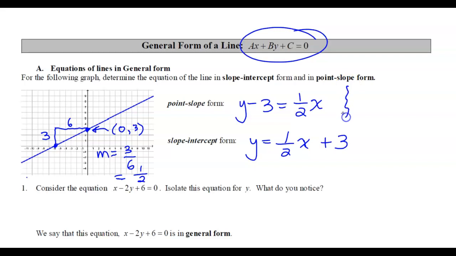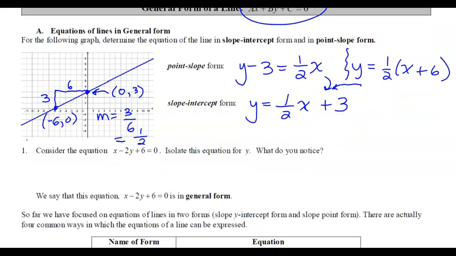If you used a different point, like how about the x-intercept, then that would be y minus 0 equals 1/2 bracket x plus 6. And if you expand that out, you can see both of these will end up being the same. Neither of those were in general form.